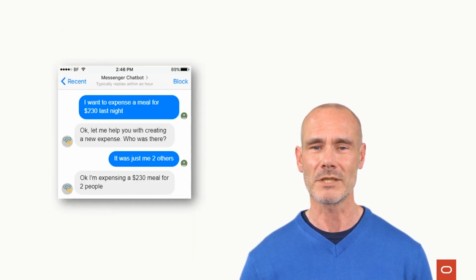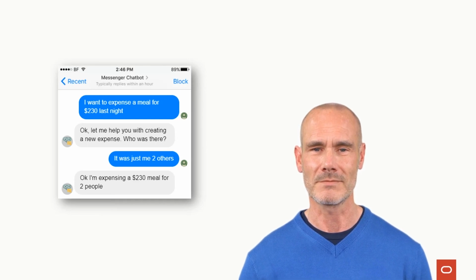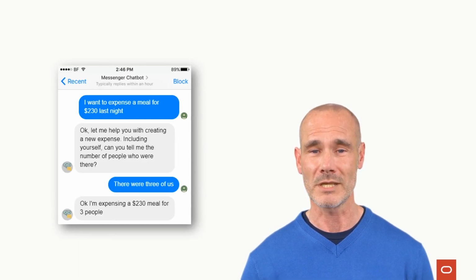Another design challenge is when language is imprecise. "Me and two others" is 3 people, but it's hard for the assistant to slot that properly. The solution to this problem lies not in the technical aspect, but rather in the design of the conversation. We can guide the user to give the right information with a better dialogue. The assistant explicitly asks, "Including yourself, how many people were there?" Quite simple, yet very effective.